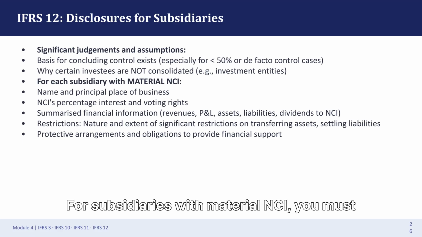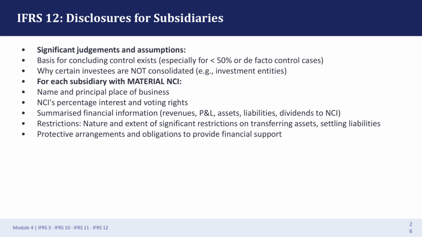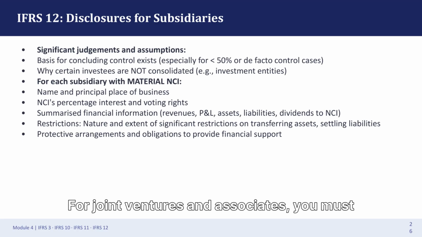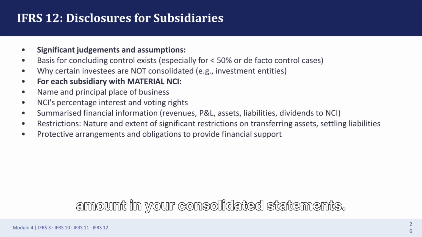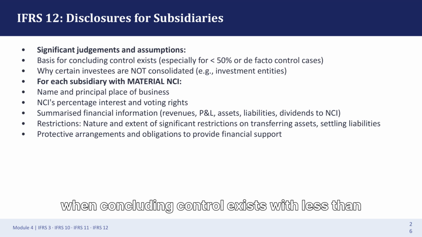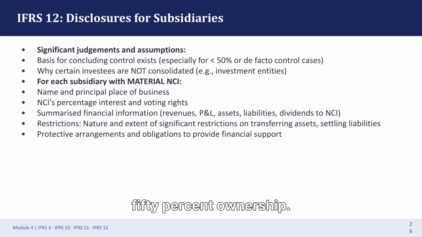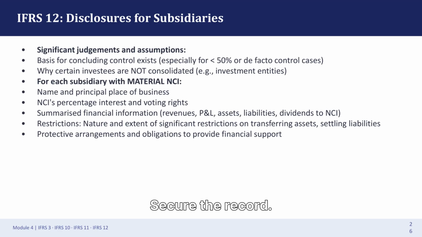For subsidiaries with material NCI, you must disclose summarized financial information and any significant restrictions. For joint ventures and associates, you must reconcile the summarized data to the carrying amount in your consolidated statements. You must also disclose significant judgments, especially when concluding control exists with less than 50% ownership. Transparency is your greatest weapon. Secure the record. Precision is mandatory.